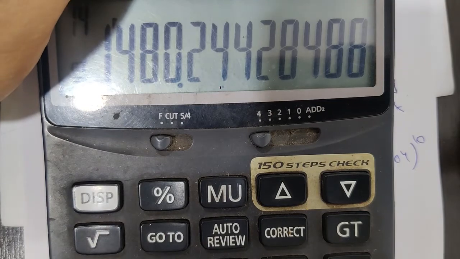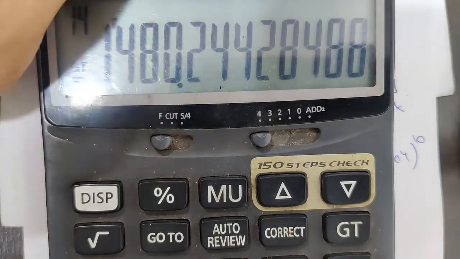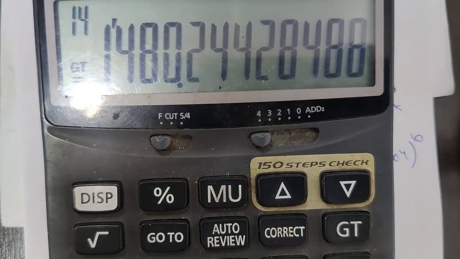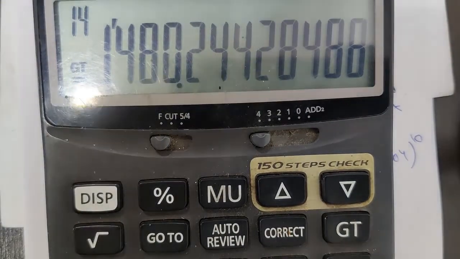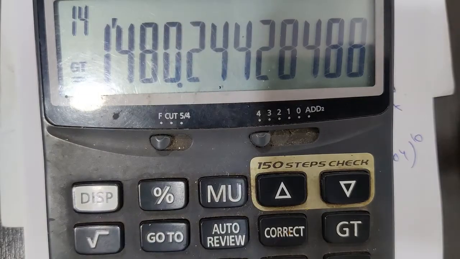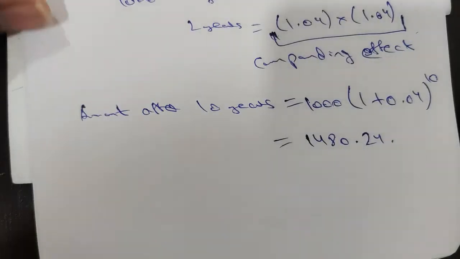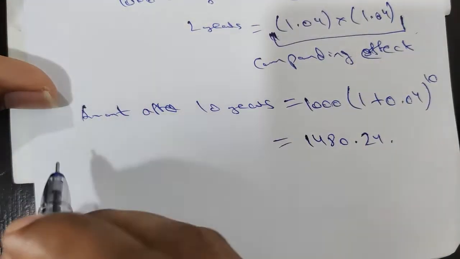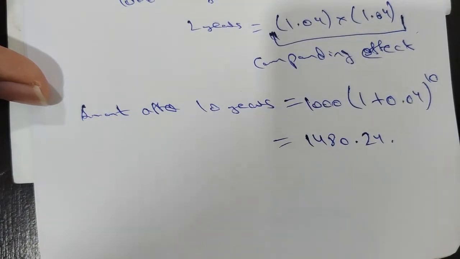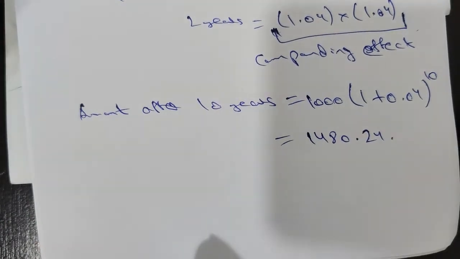So we have also seen how to calculate it using a calculator, because in the exam you will not be having any scientific calculators, you will be only having a basic one. So you must be aware of this. So we have seen how compound interest actually works like magic.